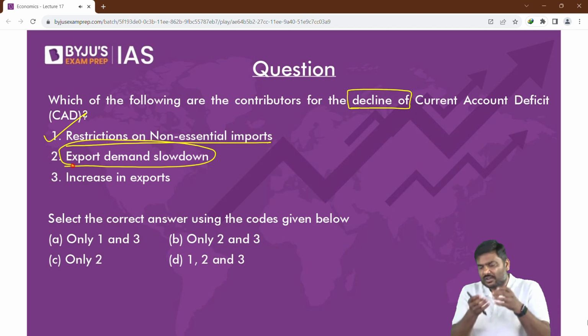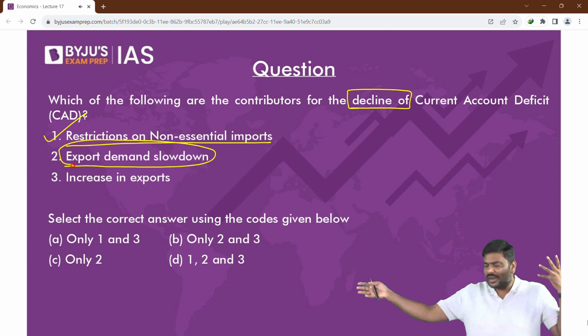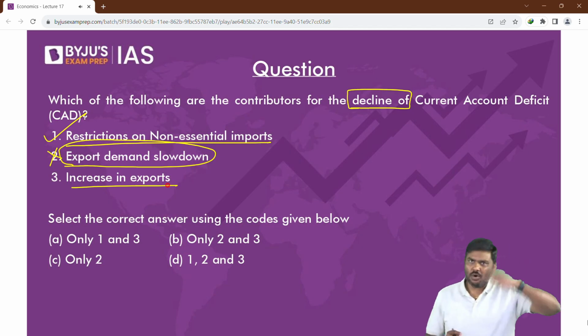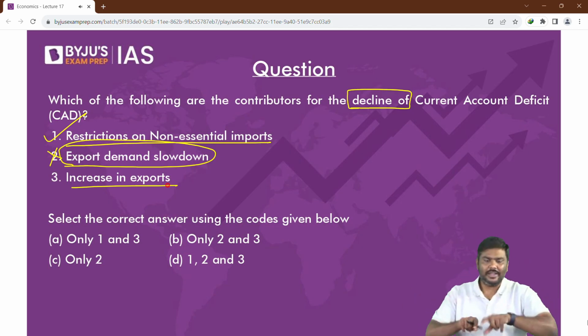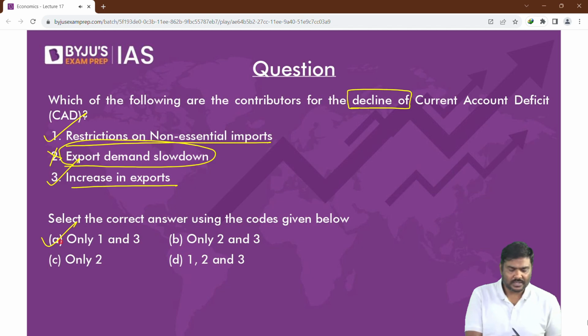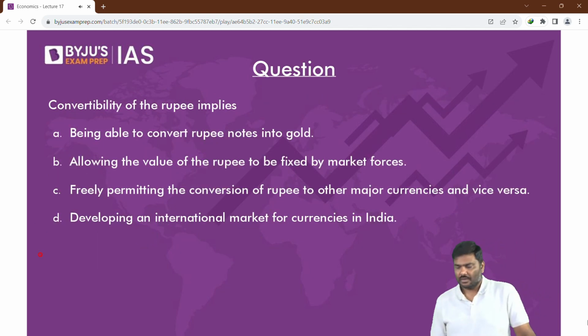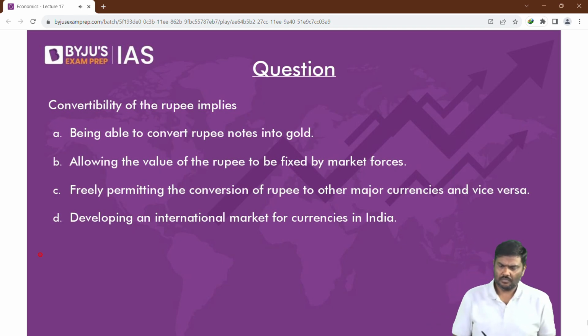Export demand slowdown. If exports will start slowing down, which means the amount of dollars you will receive will go lesser, and when it will fall, current account deficit will widen. So second cannot be the answer. Increase in exports. If you increase exports, you will receive more dollars, current account deficit will decline. So third one is correct, first one is correct. Right option will be option A, only 1 and 3.